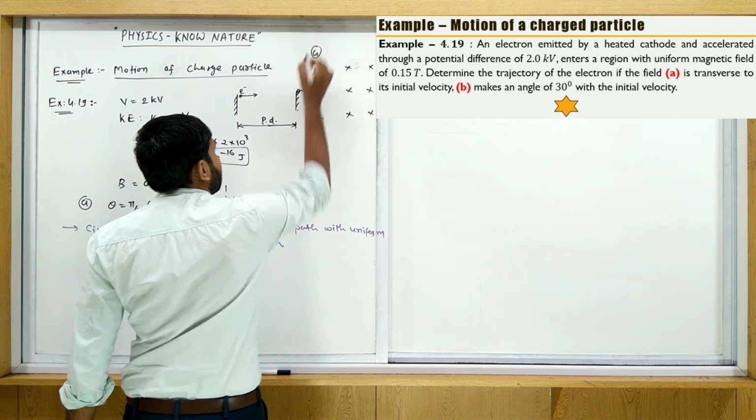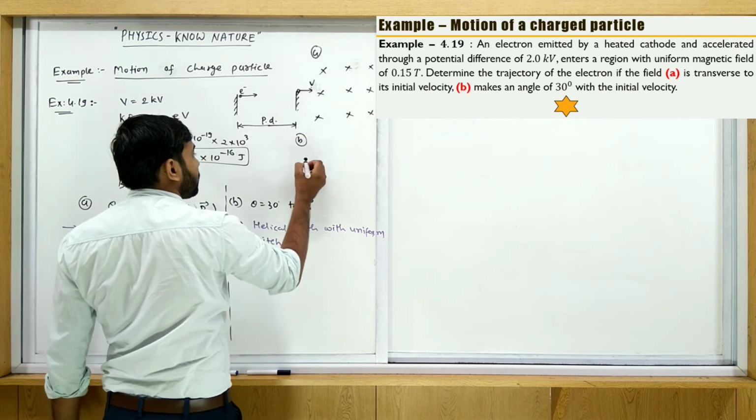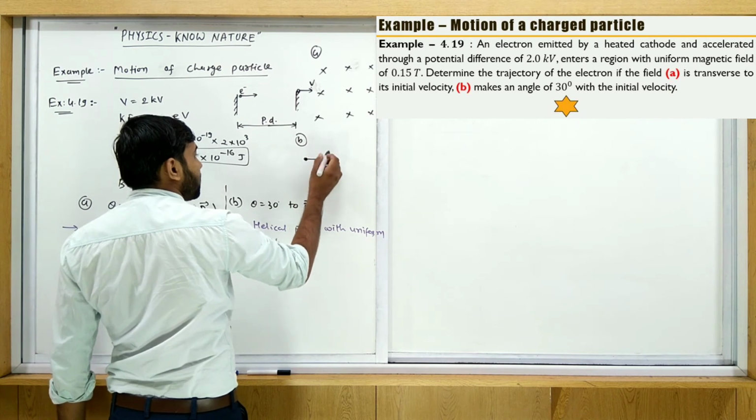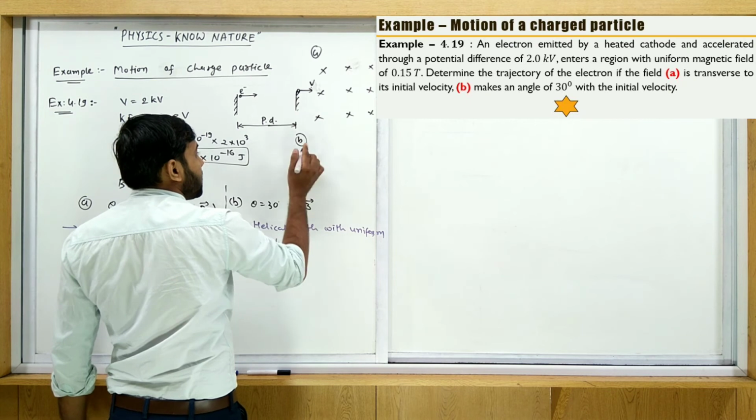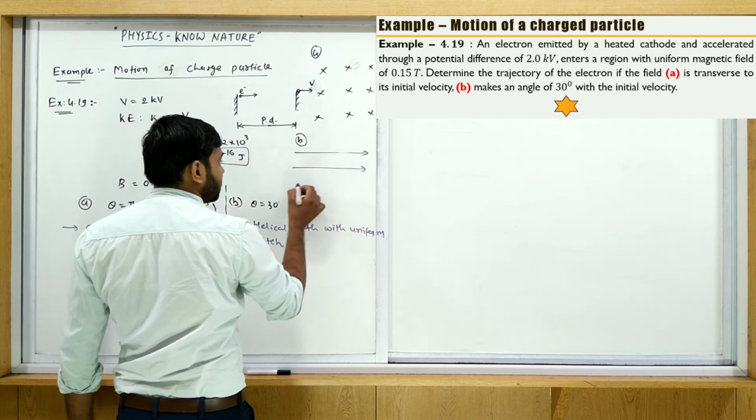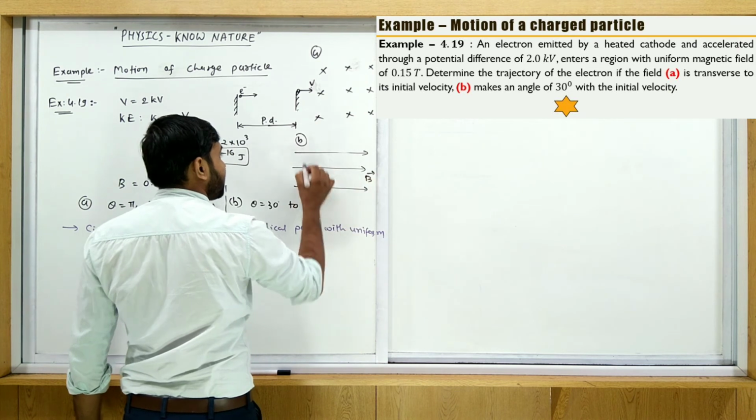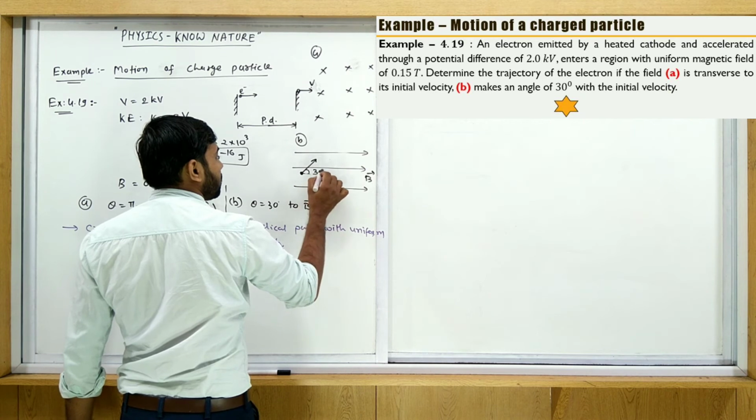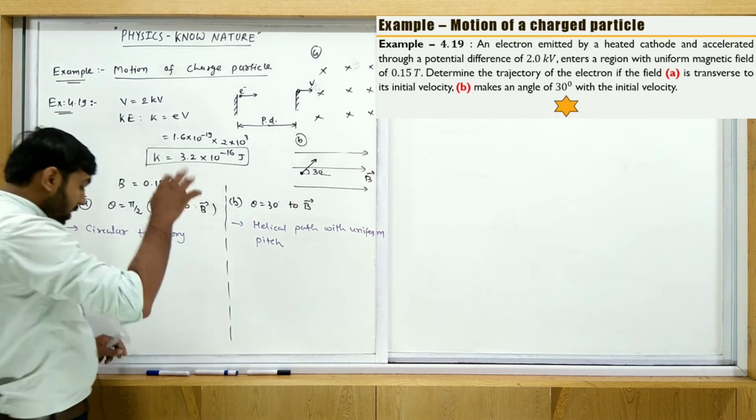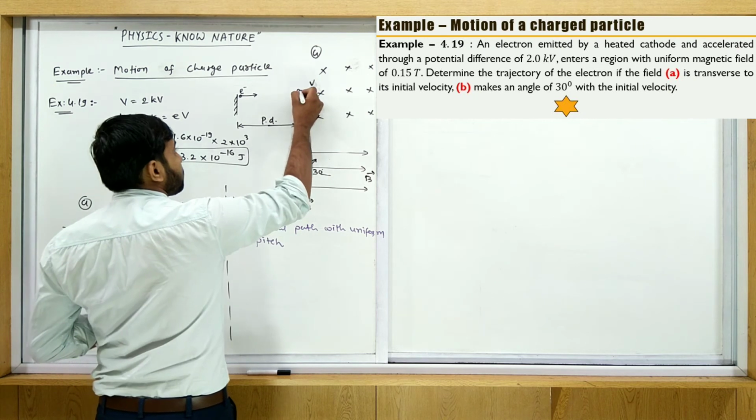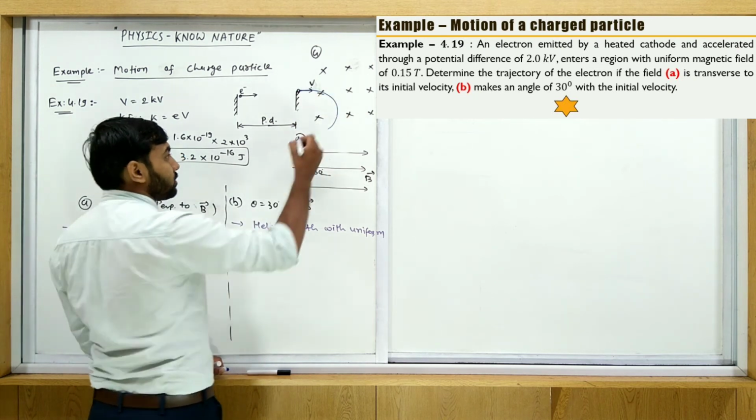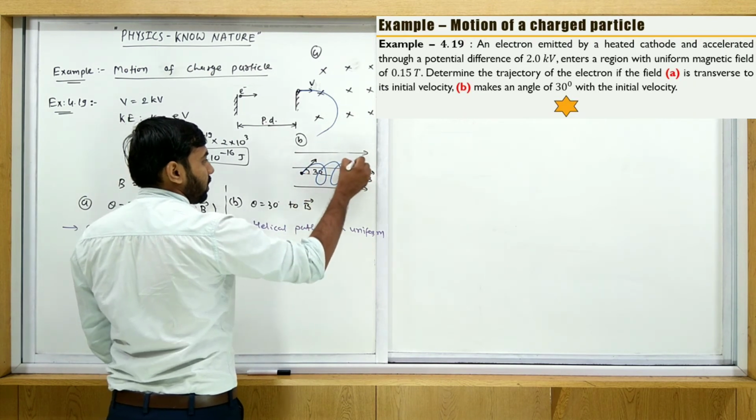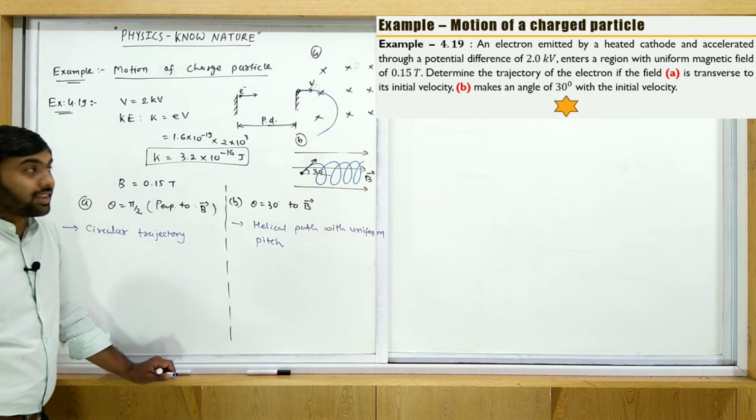This is for case A, and for case B, this is the electron moving with the speed v. Suppose this type of situation. In case B, suppose the magnetic field is like this, and this electron enters the region at an angle of 30 degrees. So here the circular trajectory is followed, and in this case the helical trajectory is followed. And this is a very well known thing.